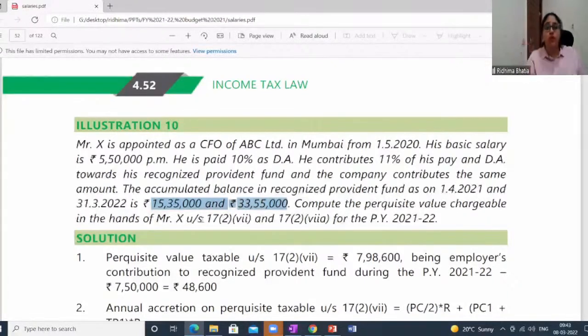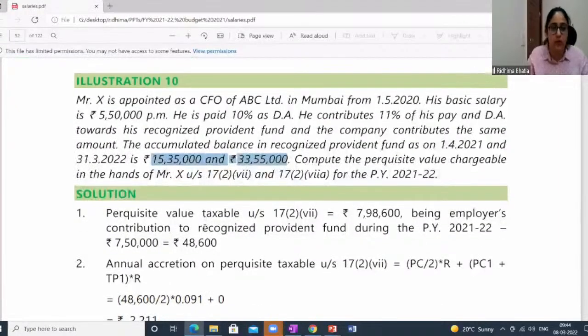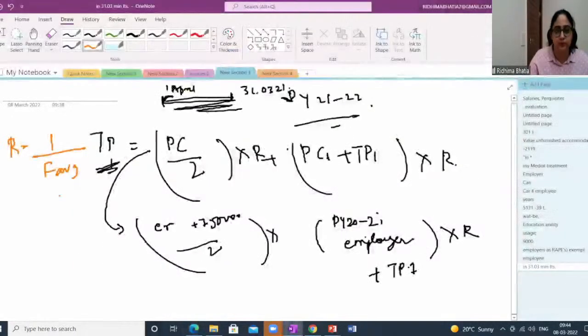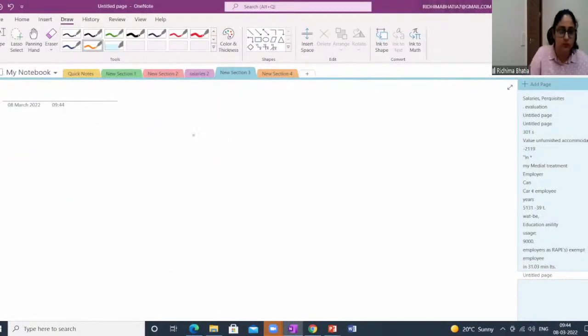No. The employer's contribution has also gone in, and the employee's contribution has also gone in. So how much is the interest which you have received during the year? It is 33,55,000 minus 15,35,000 minus the contribution of employer and the contribution of employee. That would be the total interest received during the year. Correct? So that would come to 33,55,000 minus 15,35,000 minus 798,600 employer contribution minus 798,600 employee contribution. The interest would come to 2,22,800. This is the interest.